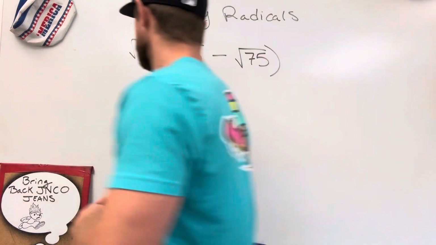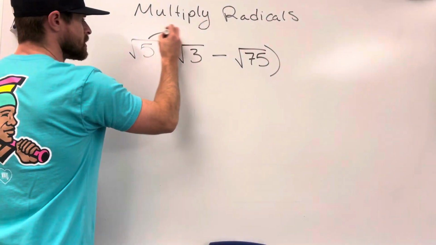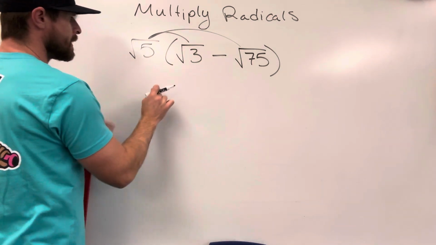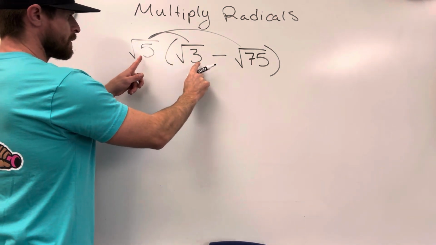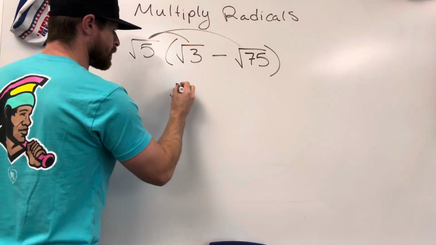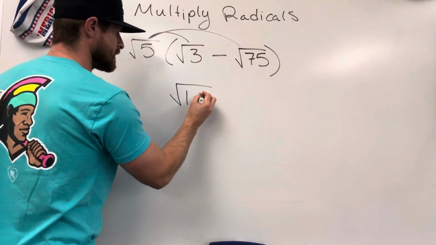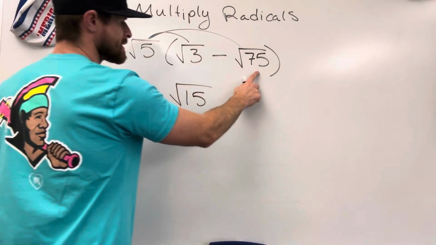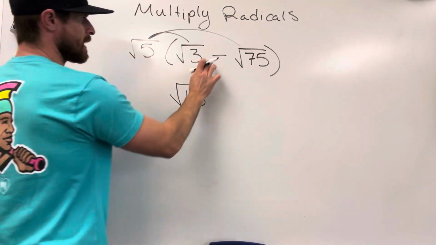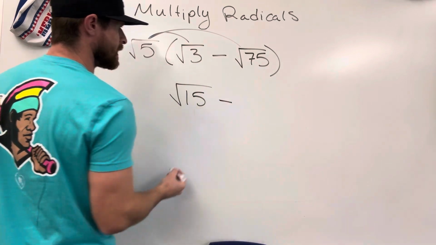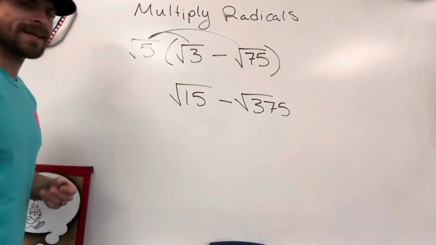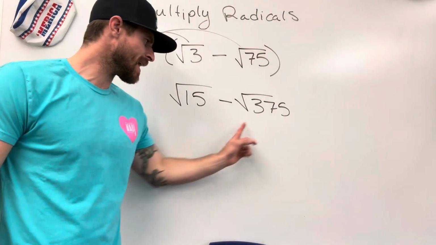So what we need to do here, you can go about it a couple different ways. Well, the way I'm going to teach it is just distributive property. So we're going to say root 5 times root 3. Now, if they both have radicals around them, but they're not the same value, you just multiply those two numbers together and keep the radical around it. So 5 times 3 is 15. And then root 5 times root 75 is going to be, well, it's a negative root 75. So positive times a negative is going to give me a negative root 375.